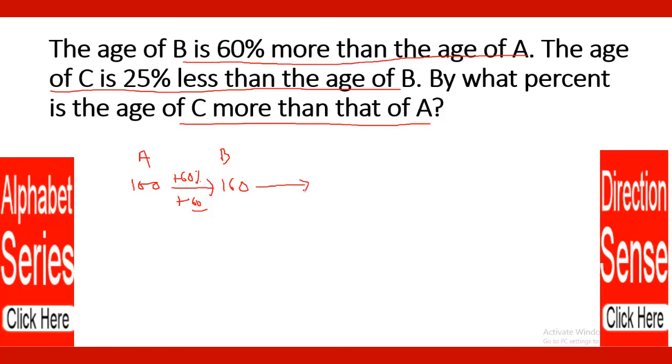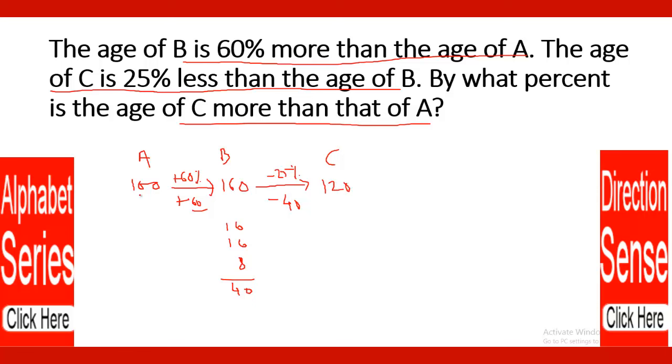But what is the relation between C and B? C is 25% less than the age of B. The age of B is 160. So C is 25% less, so it will be minus 25%. So 25% of 160: 10% will be 16, another 10% will be 16, and 5% will be half of 16, that is 8, and this total comes to 40. So this will be minus 40. So 160 minus 40 will be 120.